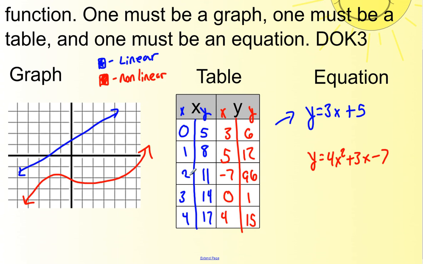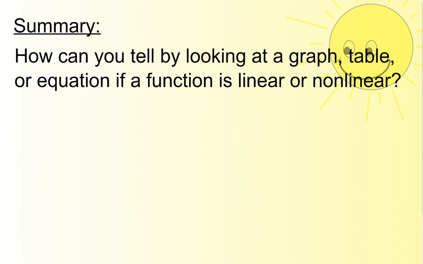So the blue would be linear, the red would be nonlinear. So I showed you one of each. Your job was to only do one of those. So if you make these two linear, then that would be the nonlinear. But I wanted to show you an example of what each of them look like.